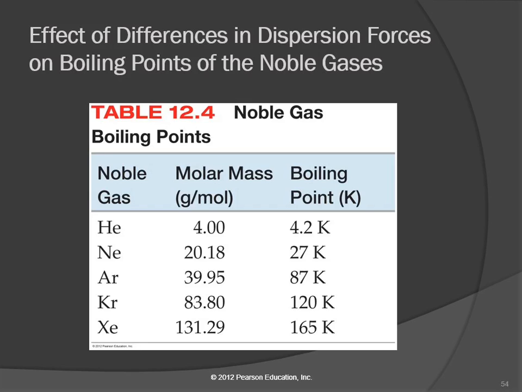So there's this correlation with the strength of the dispersion force. Helium has a weak dispersion force. It boils at a very low temperature. That's 4.2 degrees above absolute zero. You really have to work to get helium to be a liquid. Xenon has stronger dispersion forces. It boils at a higher temperature, 165 Kelvin.